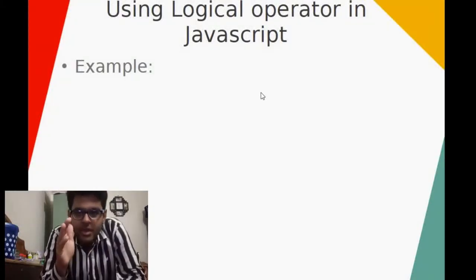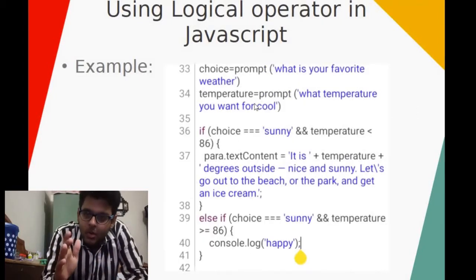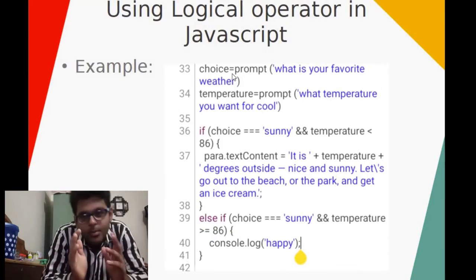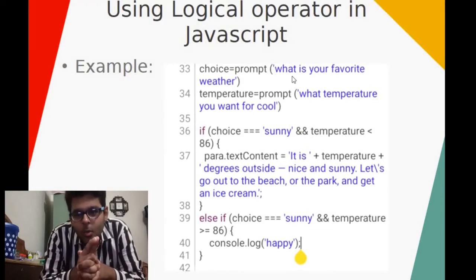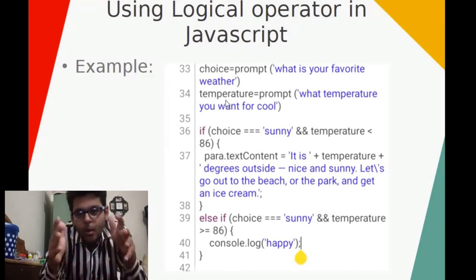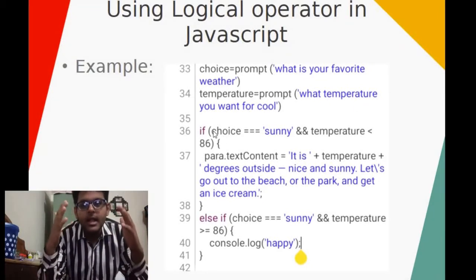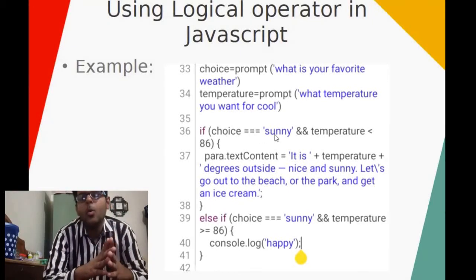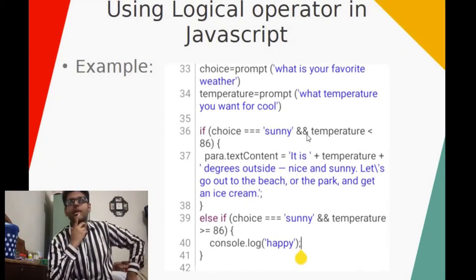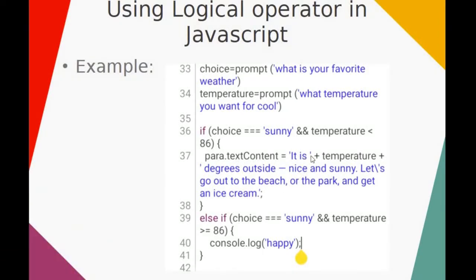We're going to talk about using logical operators in JavaScript. Here is an example for you. First, choice equals prompt, using the get input method: what is your favorite weather? Then we're going to use temperature prompt: what temperature do you want? Then we use the condition if, and in the parenthesis the condition: if choice is triple equals sunny. Like this, we're going to use our comparison operators and logical operators.